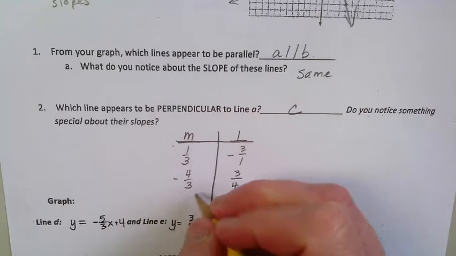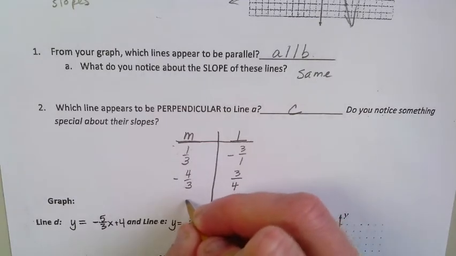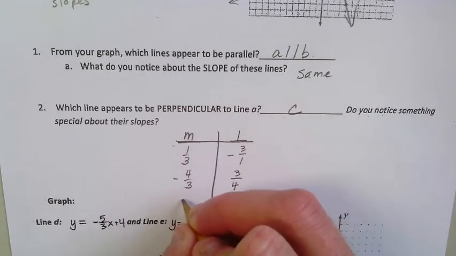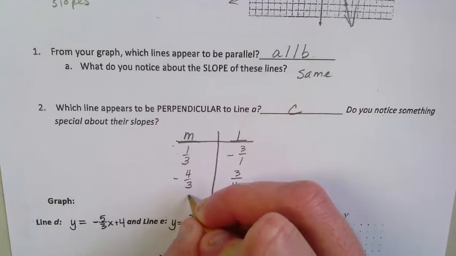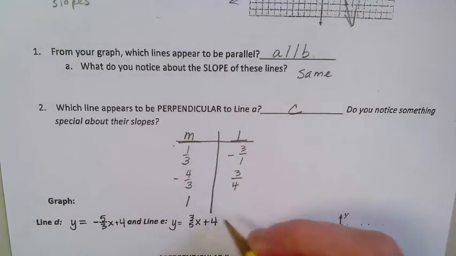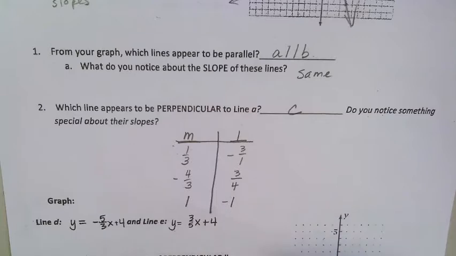If I was to do, let's see here, let's just go positive 1 slope. What's the opposite of that? That'd be -1. The reciprocal of 1 is also 1. 1/1 becomes 1/1. So again, you've got those opposite reciprocal slopes. So if you can memorize that, that will be beneficial for next year.